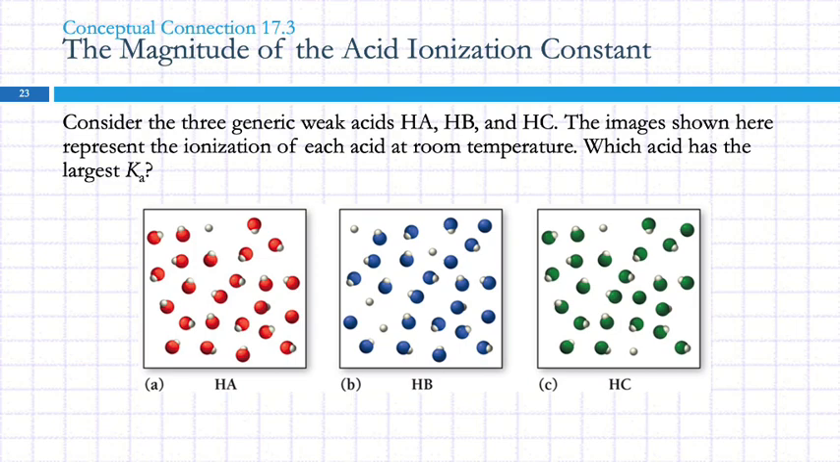Consider the three generic weak acids, HA, HB, and HC. How creative. The images shown represent the ionization of each acid at room temperature. Which acid has the largest Ka? Does a large Ka mean more ionization or less? More ionization. So we're looking to see which of these has the most ions. Well, the ones that are easiest to spot are the hydrogen ions. This has 1, this has 4, and this one has 2. So which one has the highest? Yeah, HB.